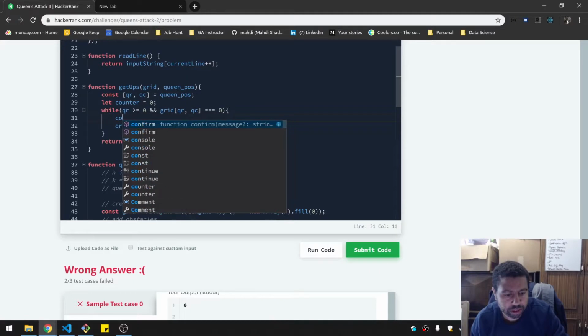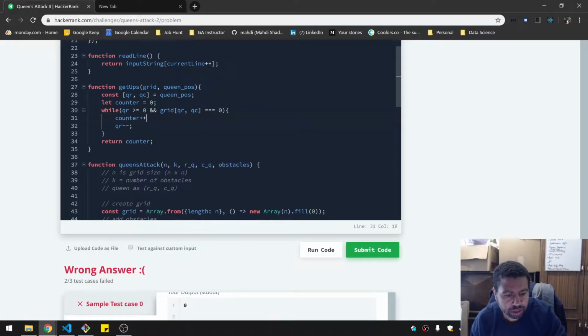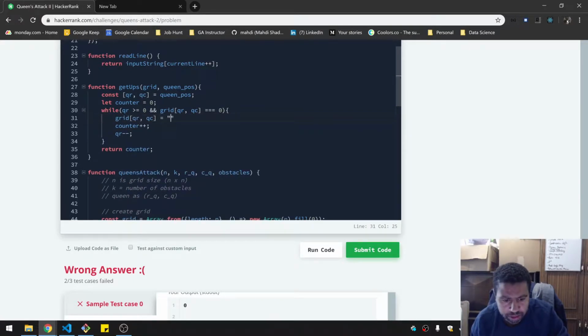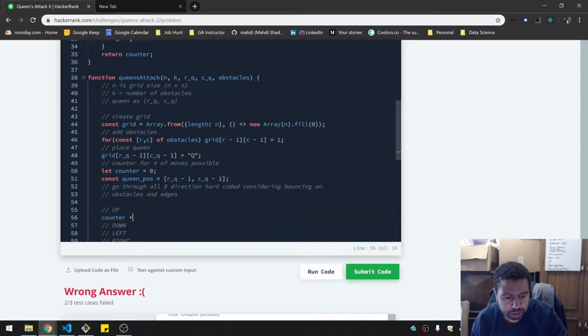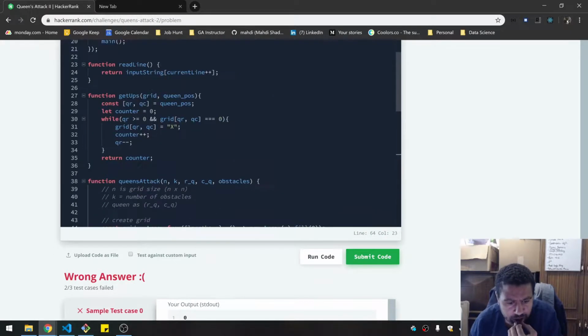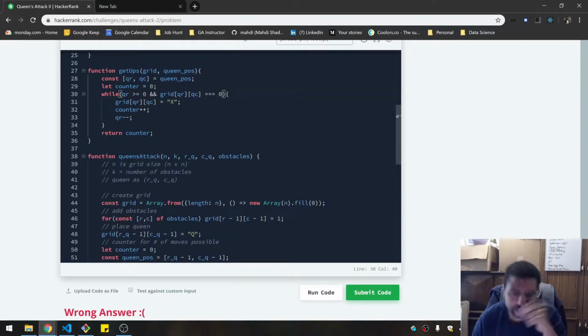Counter++, right? Just for posterity, I'm going to put an X on the grid just so that I can see where things have gone. And I can just say counter plus equals this position thing. This is a very weird implementation. It's supposed to be like this. Same thing here. This is a problem because I put the queen at that position. That's why.